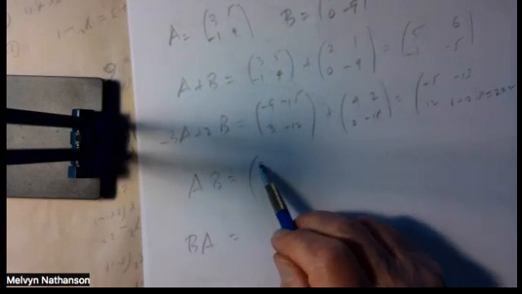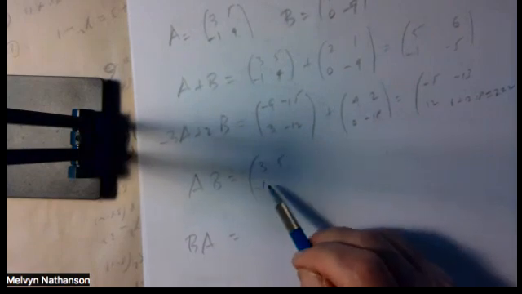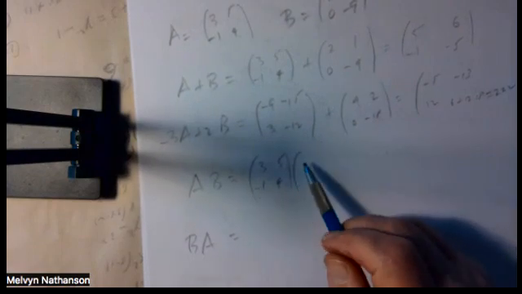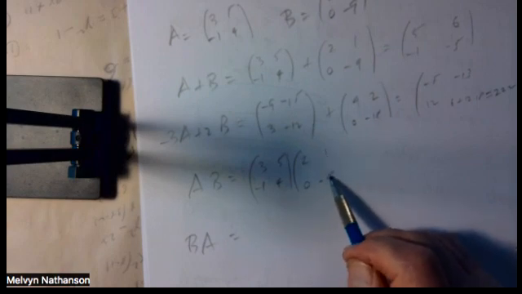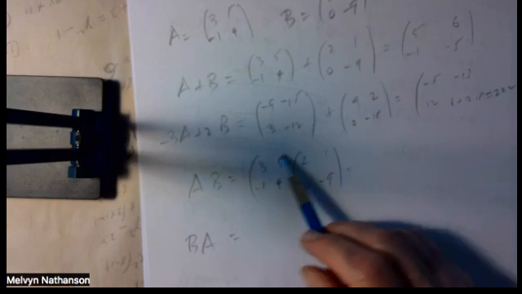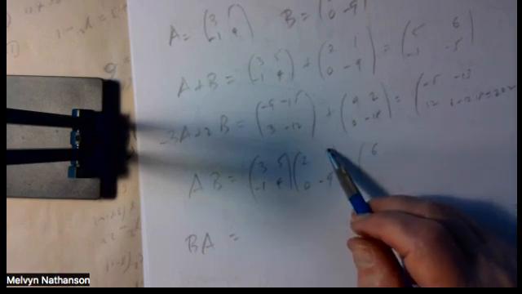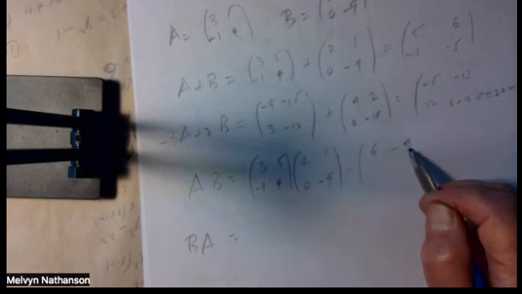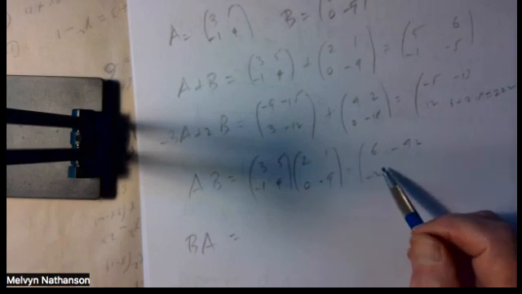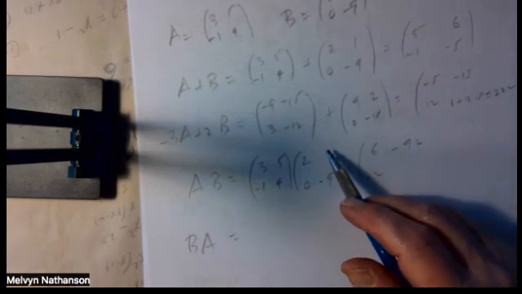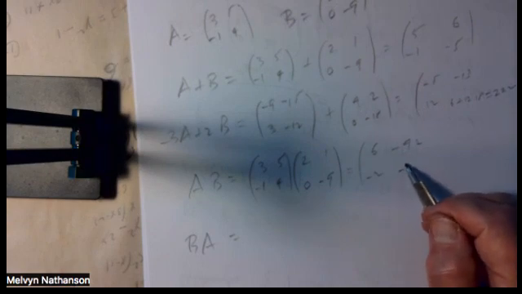What about A times B? A is 3, 5, minus 1, 4, and B is 2, 1, 0, minus 9. When I multiply, I get 6, 3 minus 45, minus 2, minus 1 minus 36 is minus 37.